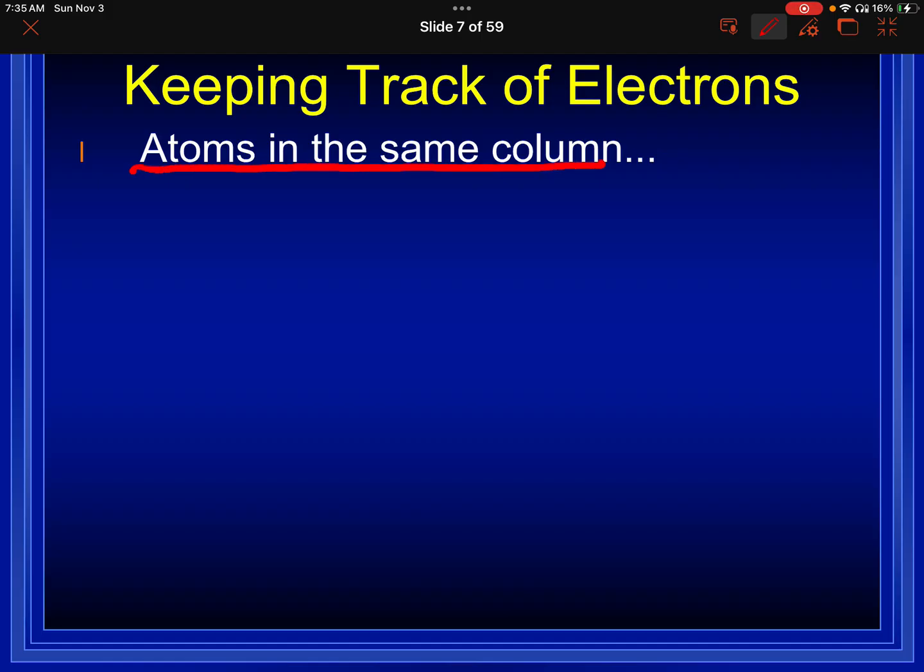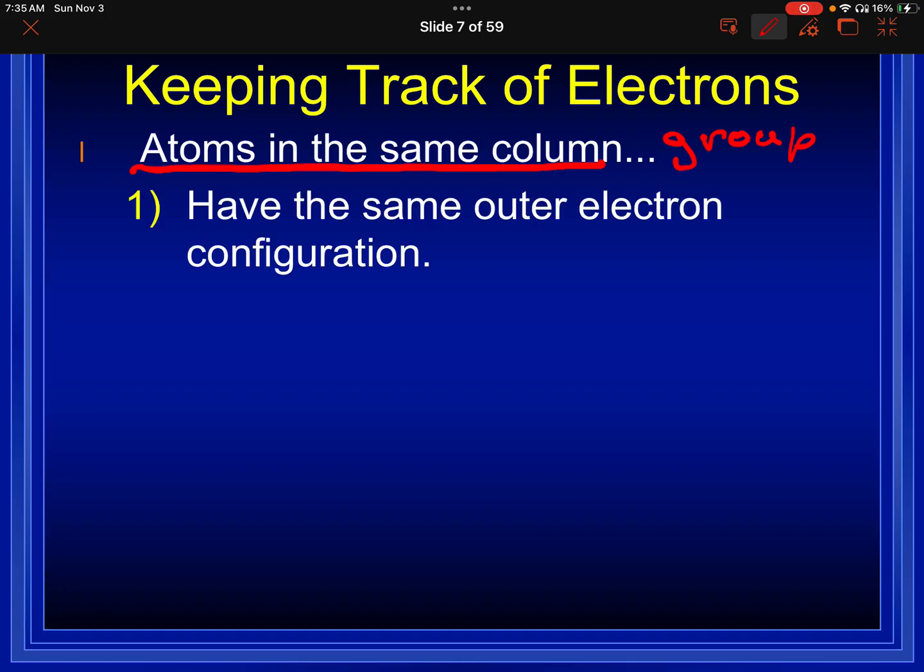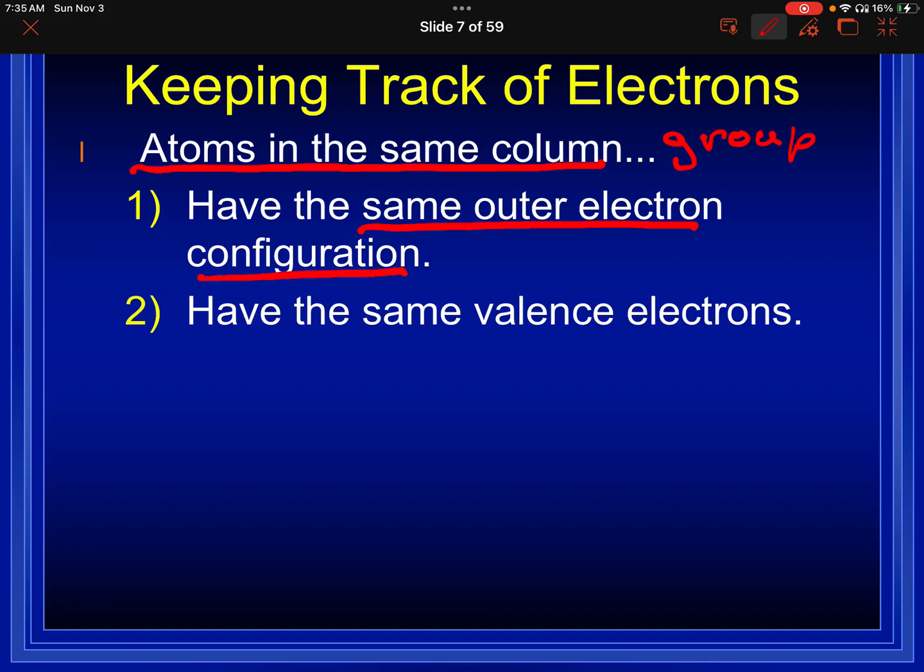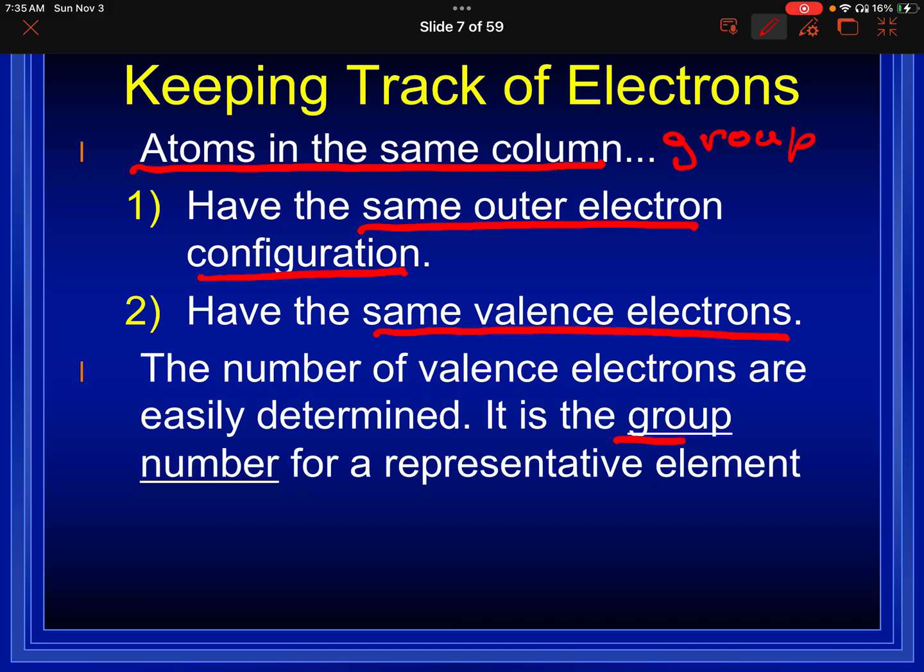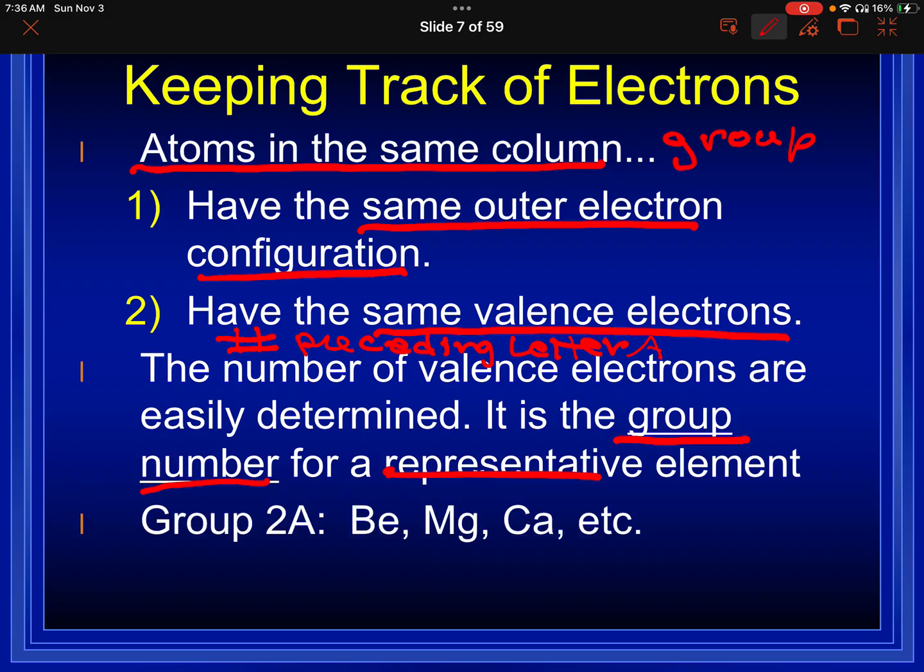Please recall that atoms in the same column, which in our world is called a group, have the same outermost electron configuration, and you've done this several times. Which means if they have the same electron configuration, they have the same valence. The valence, again, is the group number. It's the number preceding the letter A for a representative element. For instance, 2A has 2 valence electrons.